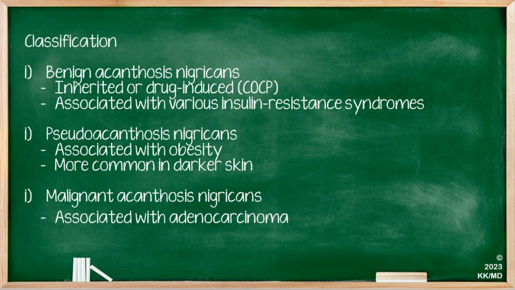Acanthosis nigricans can be classified into 3 different types. These are benign, pseudo-acanthosis nigricans, and malignant form. The benign form can be inherited or drug-induced, and an example of this is secondary to the combined oral contraceptive pill. It can also be associated with various insulin-resistant syndromes.